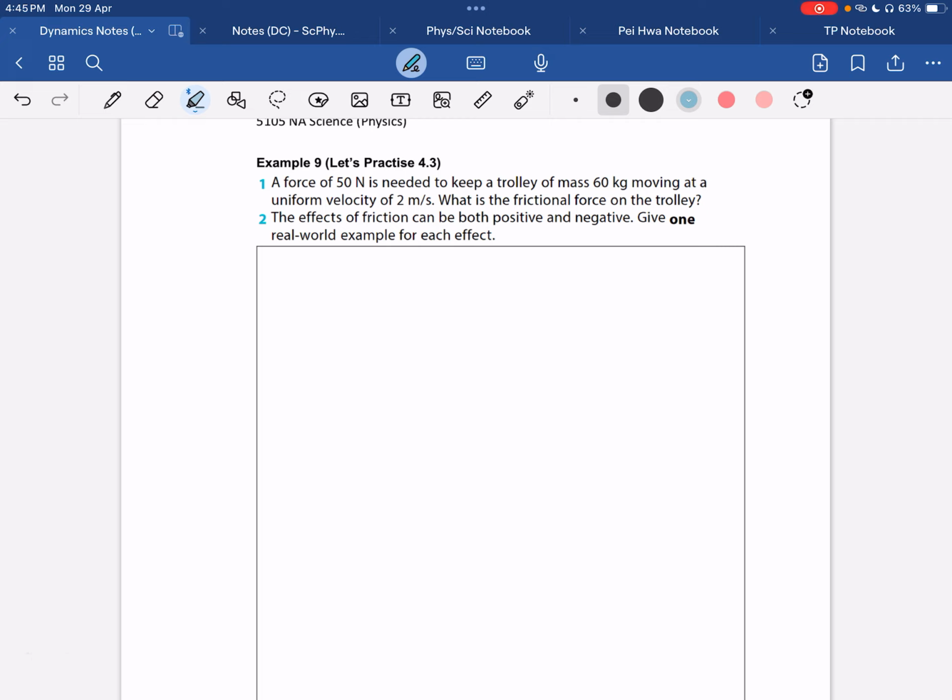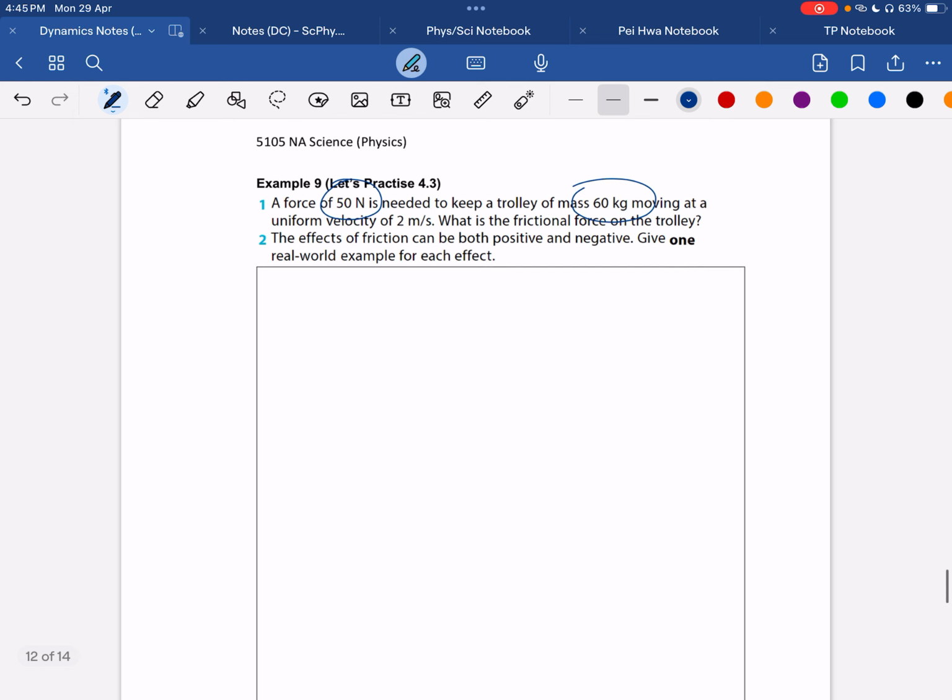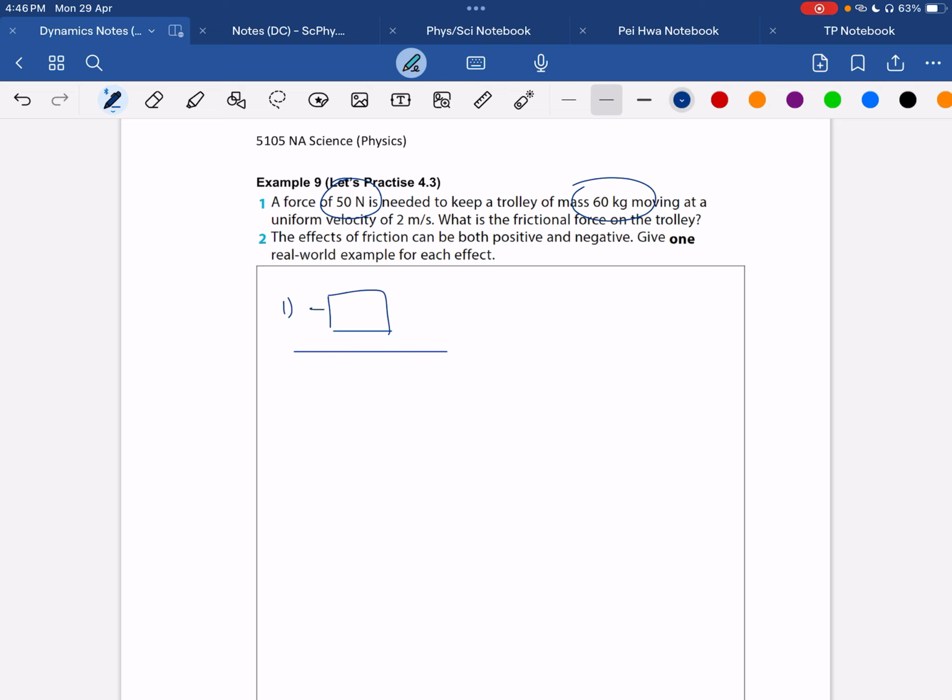a force of 50 Newton is needed to keep a trolley of mass 60 kg moving at a uniform velocity of 2 meter per second. So again, if I have a trolley moving through a surface, right? So I need a 50 Newton push from the back, right? Why is there a need for the 50 Newton? So that there's a uniform velocity.